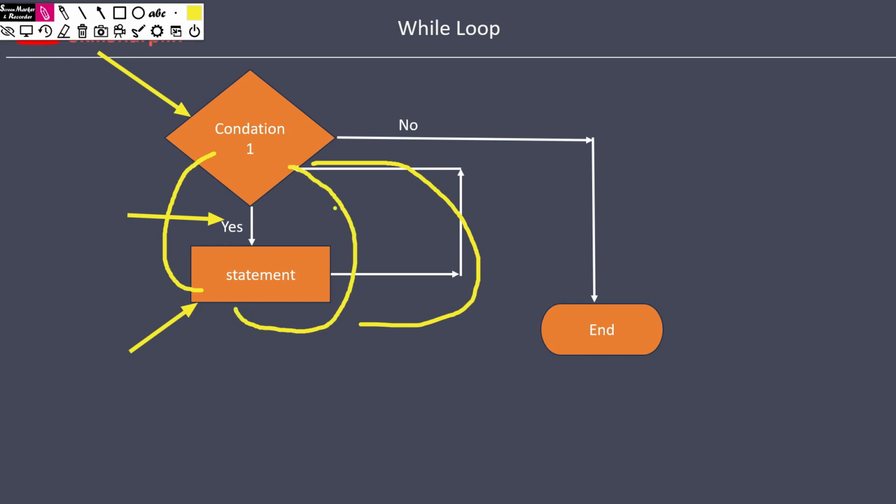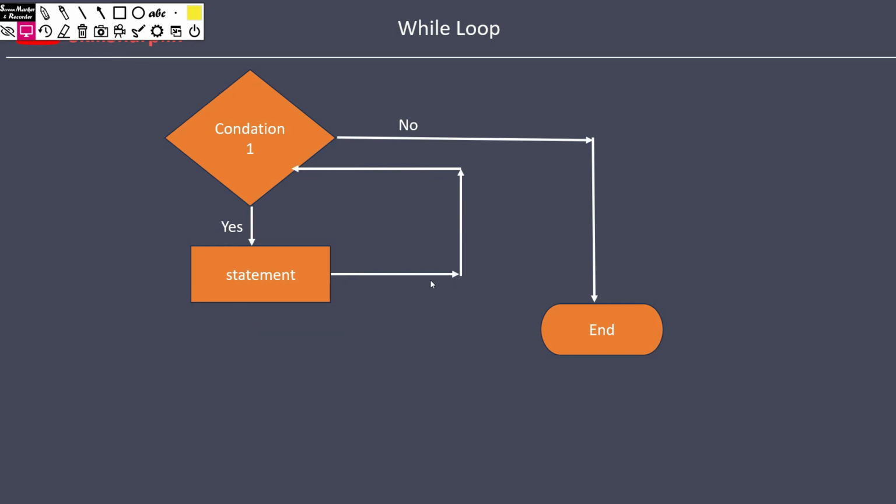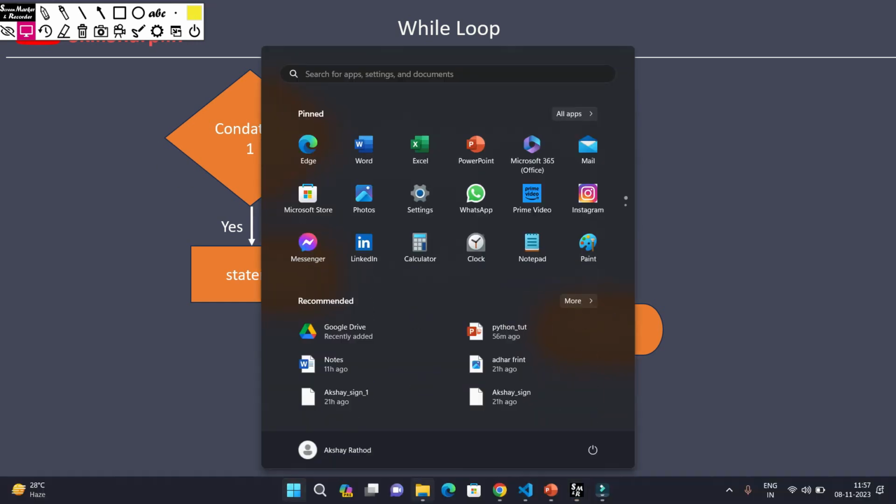After that it will do the same thing, and it will continue and continue. But when the condition gets false, at that time the while loop will end, or we will come out of the loop and the program will end. And in this way, in programming, while loops work. Okay, so let's see an example of while loops in the code.